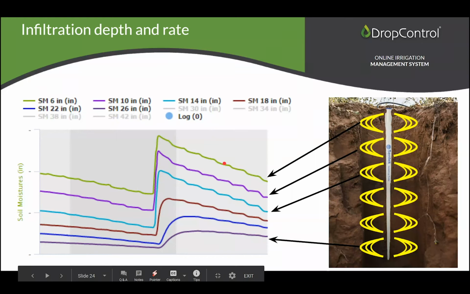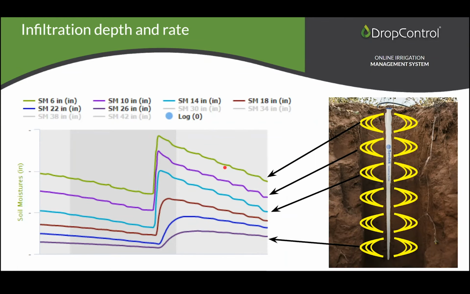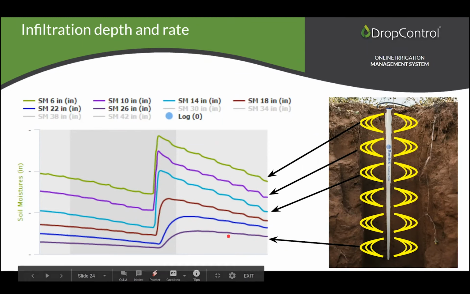And on the other hand, as I was explaining before, I can see my root activity. In this case, I can see there's water consumption on my 6-inch sensor, on my 10-inch sensor, my 14-inch sensor. The 18-inch starts lowering, but there's still root activity there. And at the 22-inch sensor, there's a little bit of activity. So I want to make sure those roots get water because they're drinking. And then down on the 26, I can barely see any movement.